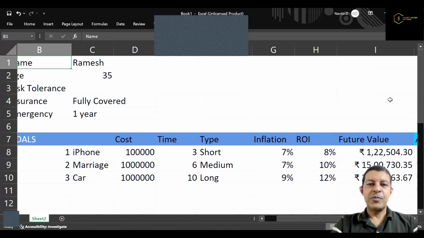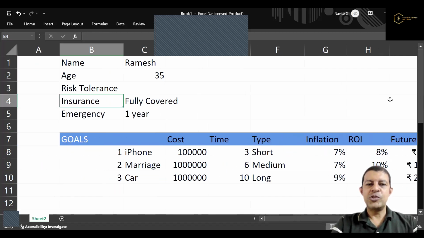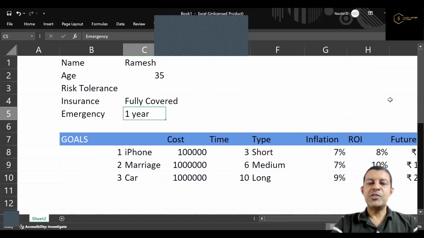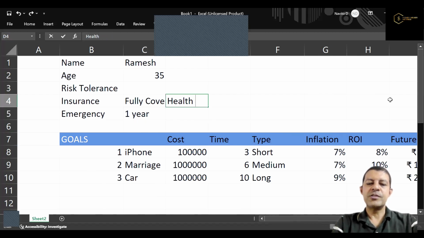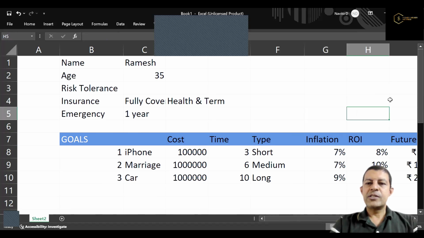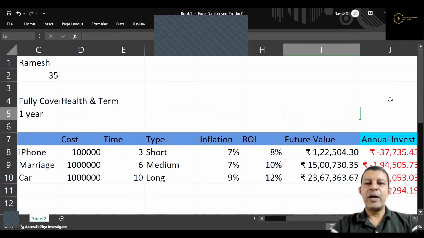Nevertheless, when you do financial planning, we also need to check the insurance and the emergency fund availability. When you consider insurance, it should be health as well as term insurance. There is a way to calculate health and term. There's a human life value calculator, which can determine the actual requirement of the insurance. So that's it with respect to goal-based financial planning.